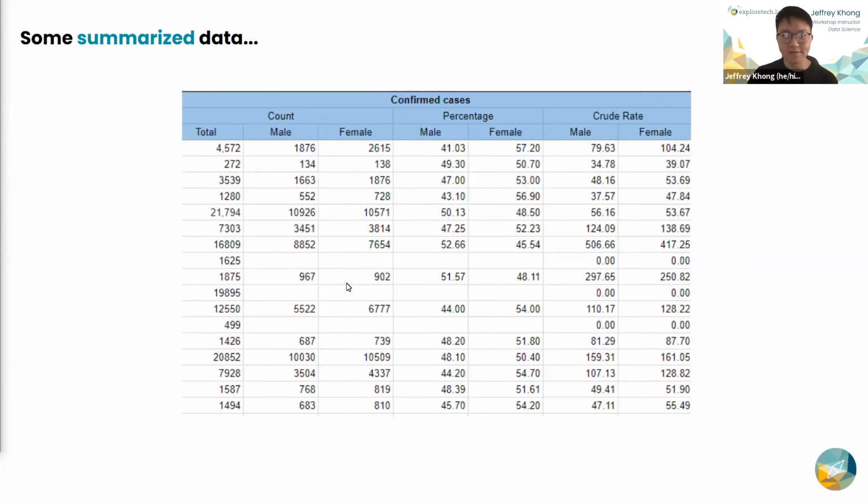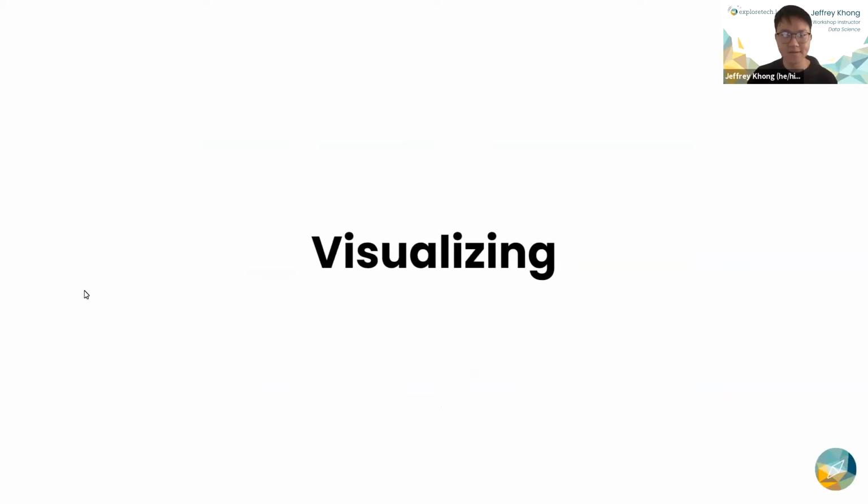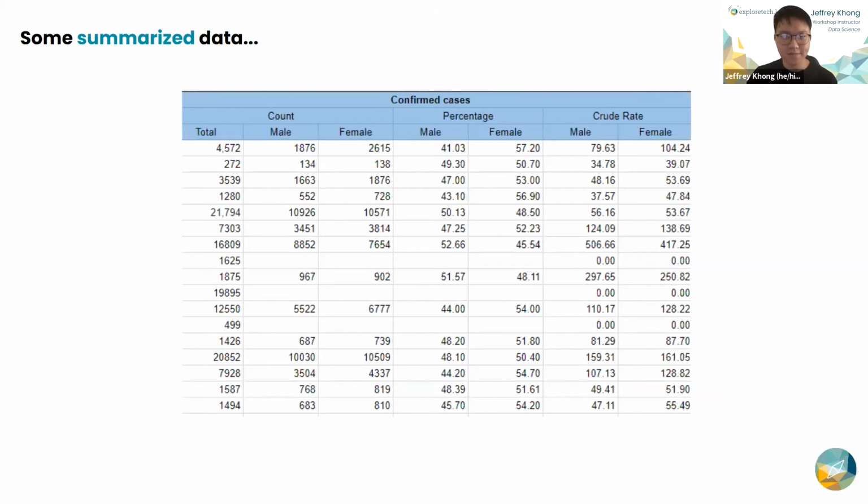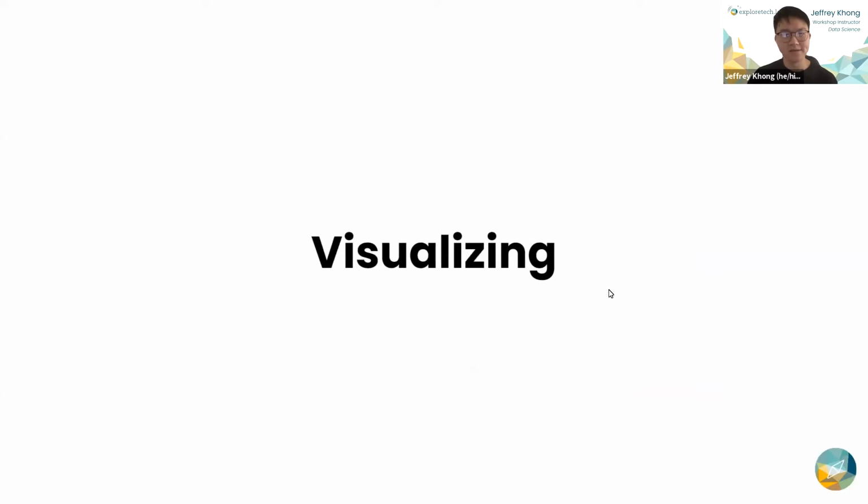So we get something that looks more organized. So now we can clearly see the confirmed cases. We can see the total count. We can see the total amount split by males, split by females, split by the percentages, and then the crude rate. And then we can take something like that and make it even more advanced and easier to look at. So we can start visualizing the data.